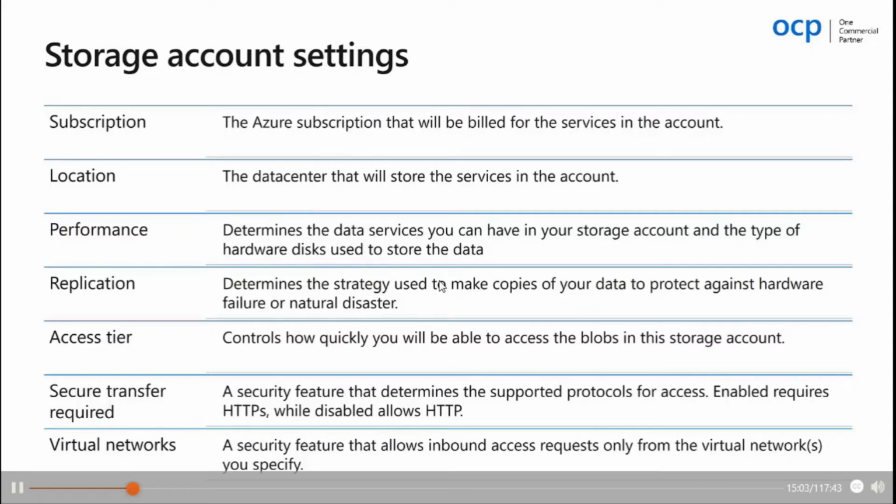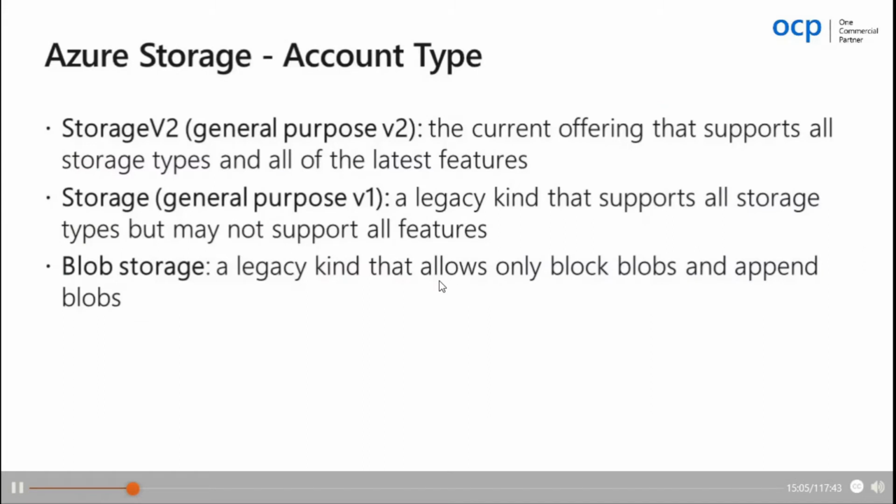Then we get to the account kind. When we choose standard as our performance method, we currently have three types of account kinds. The default one is currently storage v2. That should be, in general terms, the one that you should choose today. Only if you have very specialized workloads might I tell you it's better to create one of the other ones. All the current new features go to storage v2.